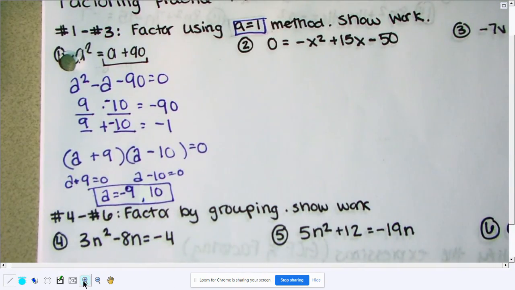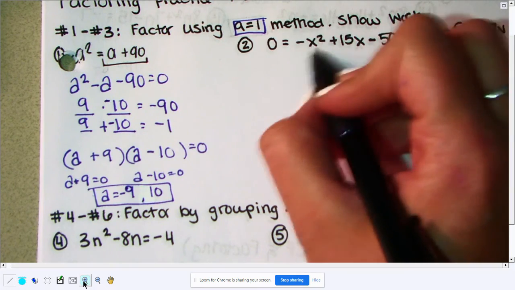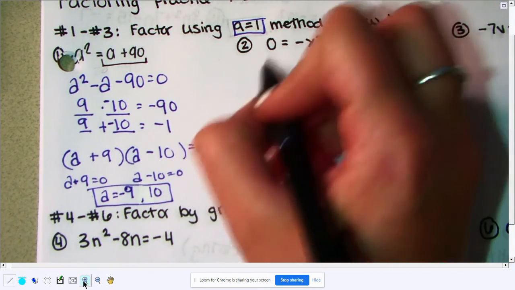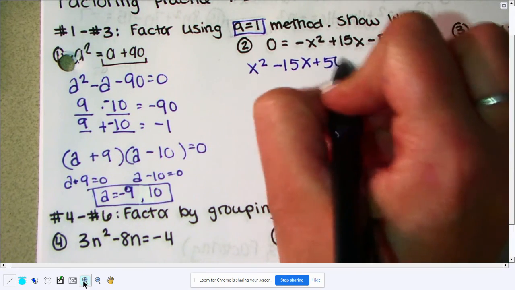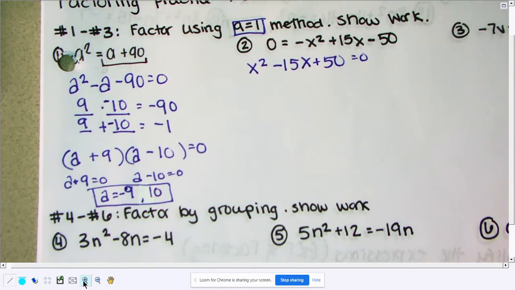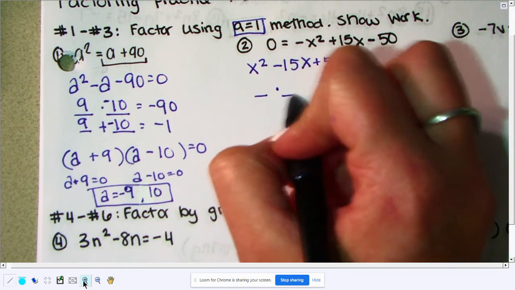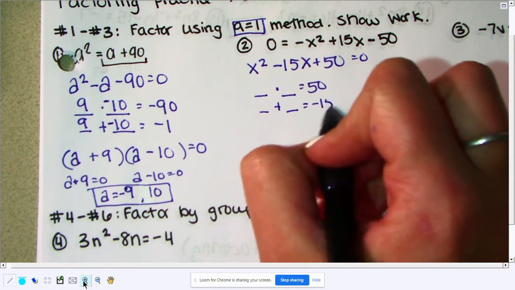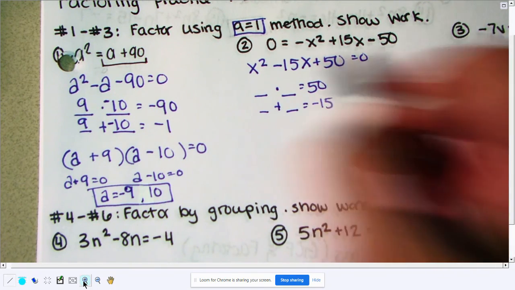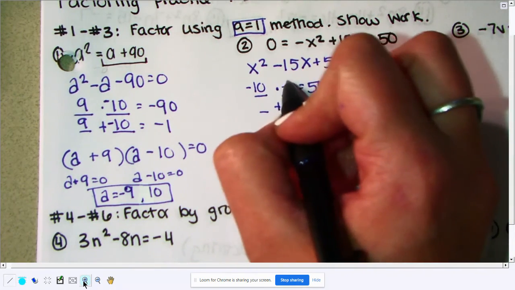Let's try number 2. So on number 2, again, we want this value to be positive, which means we have to move everything to the left. X squared minus 15x plus 50 equals 0. Looking for two numbers that multiply to equal positive 50. Those same two numbers have to add to negative 15. Those answers are negative 10 and negative 5.